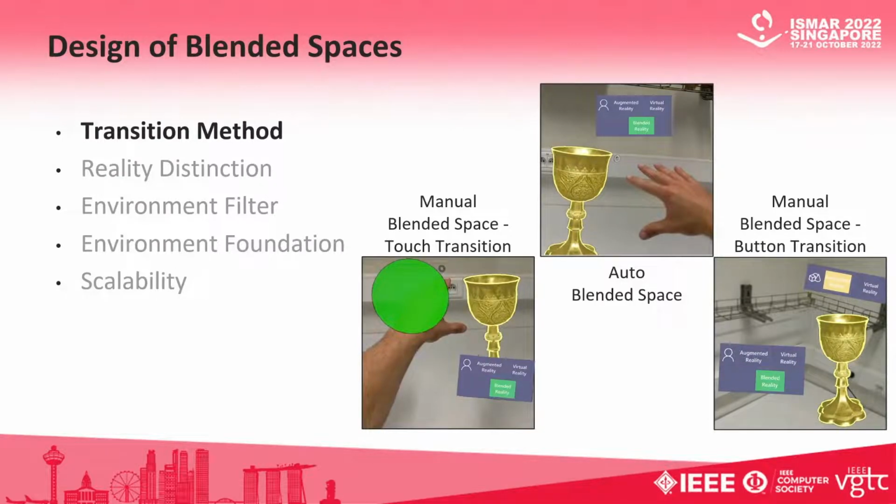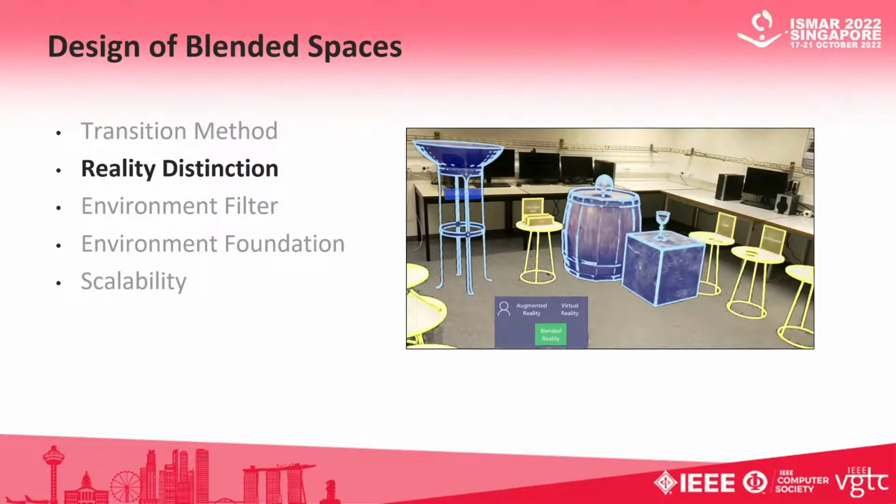And then to end this presentation, I'll give an overview of the design factors of blended spaces. So there is the transition method, which we explored in this paper between touch transition, button transition, and automatic transition. There is a reality distinction method where we only used one version, which is the yellow-blue color coding.